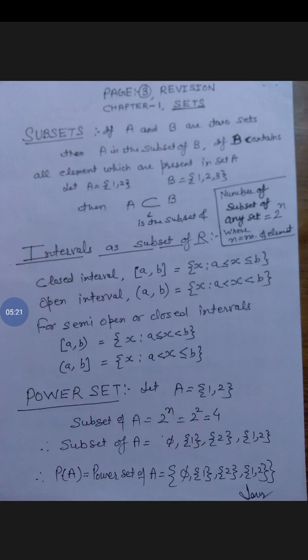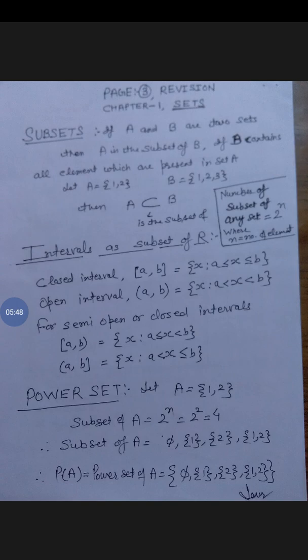Now come to the next topic, that is intervals as subset of R. This is the manner how you may write the intervals. As you may see here, closed interval. तो यहाँ पे closed interval sign will be there, [A, B], and it can be written in the set builder form in the braces sign: x such that x is greater or equal to A and x is less than or equal to B.